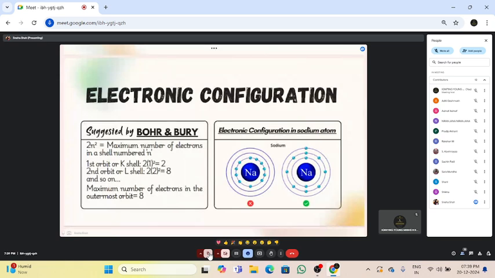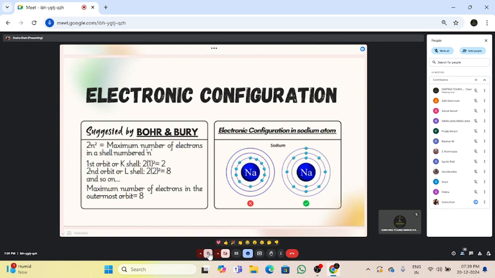How do I say these numbers? Bohr and Bury, the scientist duo, gave a specific formula to find the number of electrons in a particular orbit. That number of electrons is 2n square, where n represents the number of the orbit in the atom.